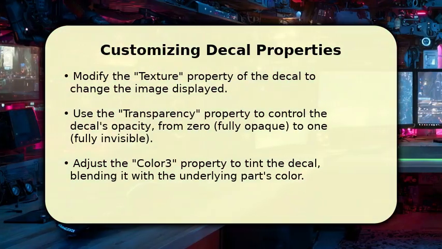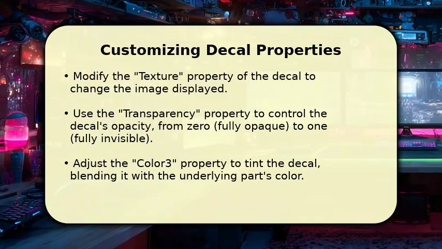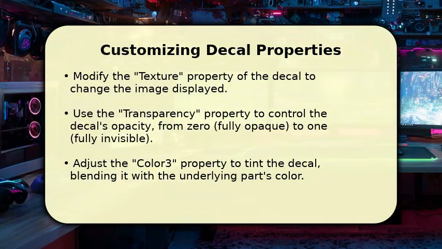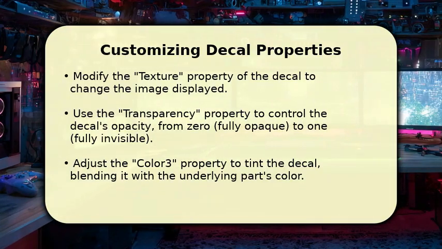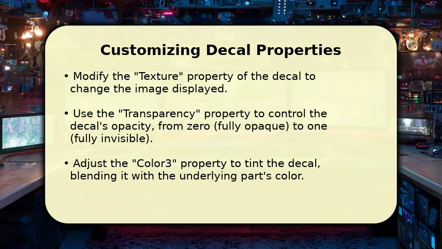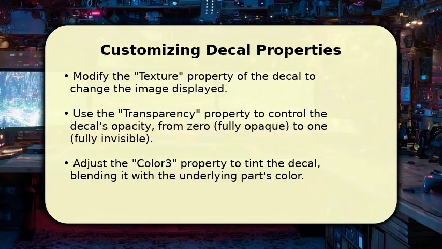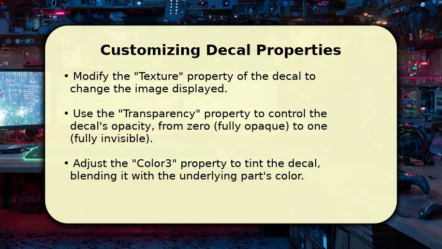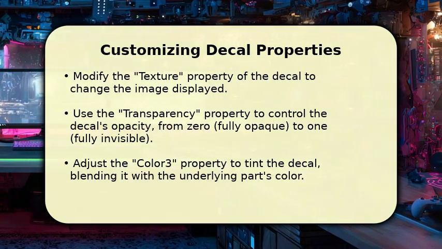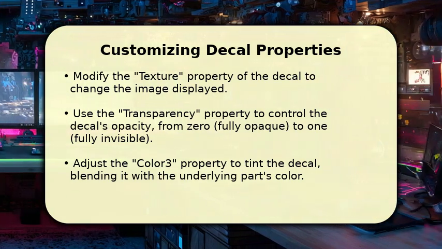Now, let's customize your decal's appearance. The texture property allows you to easily swap out the image displayed, giving you flexibility. You can control its visibility using the transparency property, ranging from 0 for fully opaque to 1 for completely invisible. Furthermore, adjusting the Color3 property lets you tint the decal, blending it seamlessly with the underlying part's color. Experiment with these settings to achieve the perfect visual effect for your build.